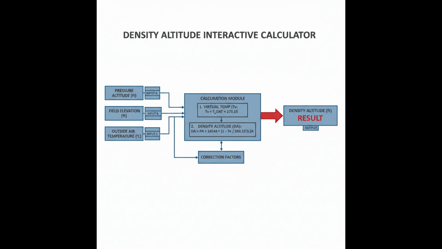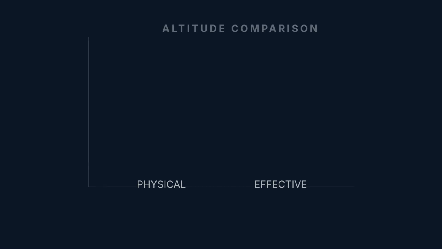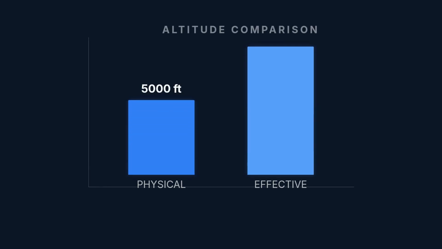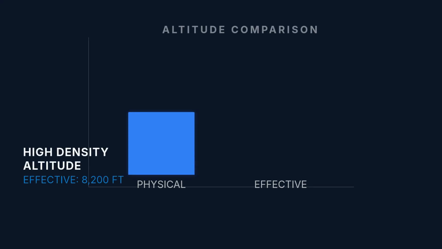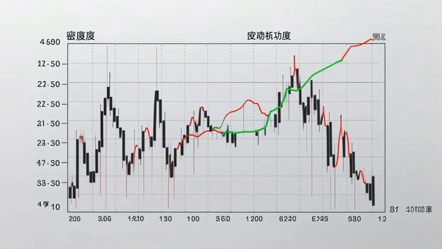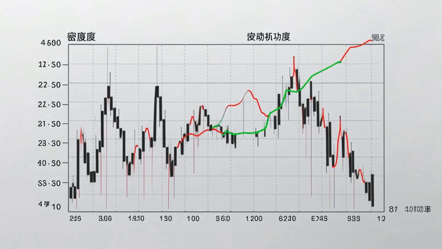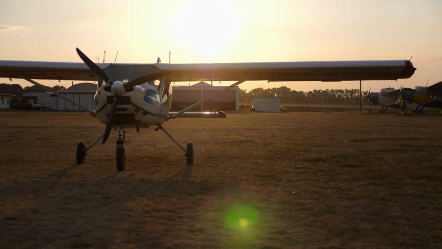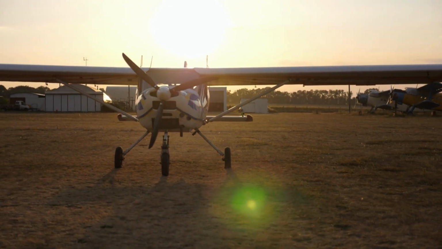After clicking Calculate, the result shows a density altitude of approximately 8,200 feet. This output tells us that although we're physically at 5,000 feet, the air behaves as if we're at 8,200 feet. This means reduced air density, which translates to decreased engine power, reduced propeller efficiency, and longer takeoff distances, critical factors for aircraft operations and engine testing.